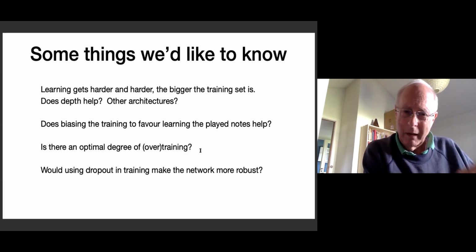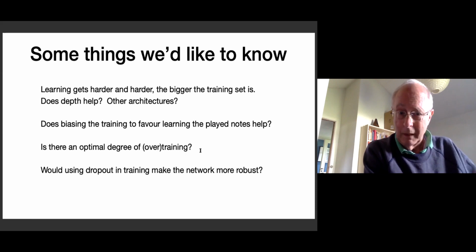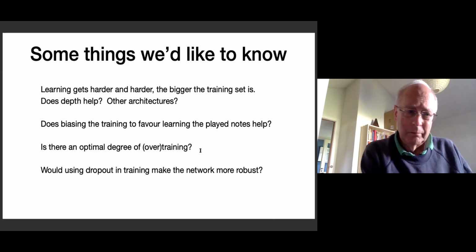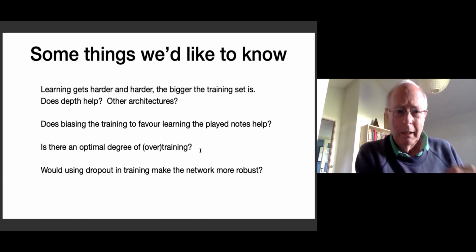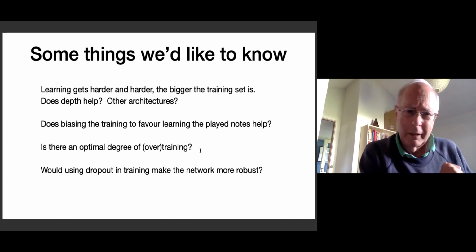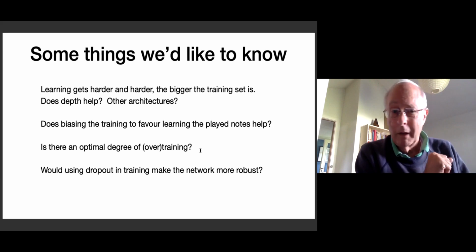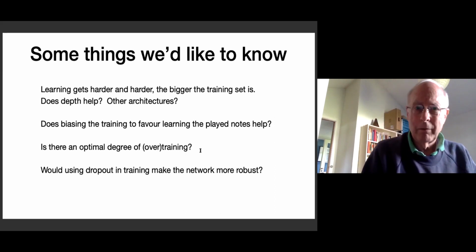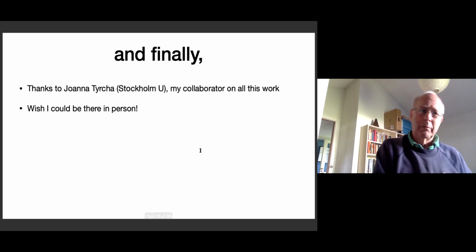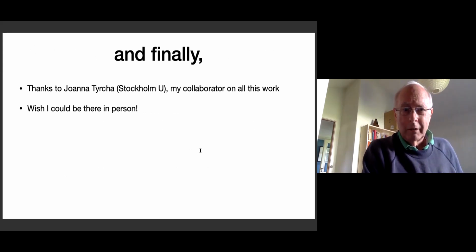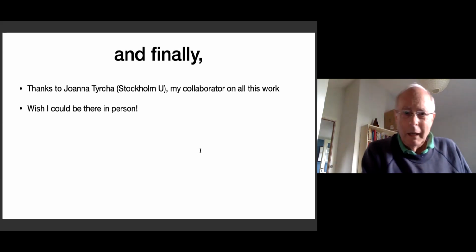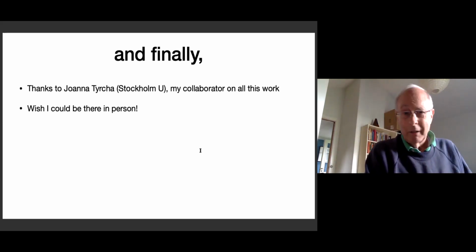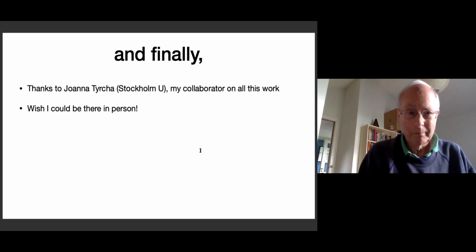One more question: we're carving out a landscape in the space of sequences here, and we'd like to make the ones we want some kind of attractors. And we'd like this to be robust. So maybe tricks like dropout in training would do that. We haven't planned to study that more, but we're just at the beginning of that. So that's the end of what I have to say. I just want to give thanks to Joanna Tyrke in Stockholm, who was my collaborator on all this work. And finally, I wish I could be there in Eresfjord with you all in person.